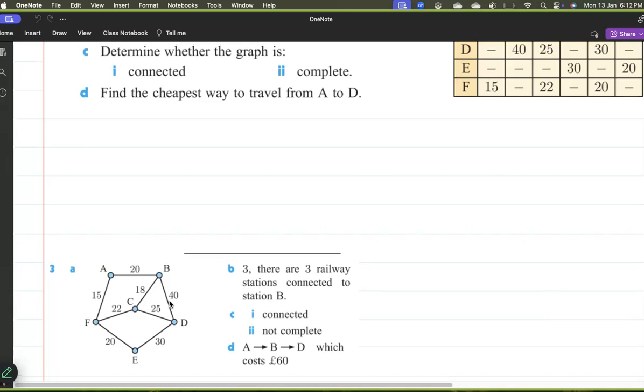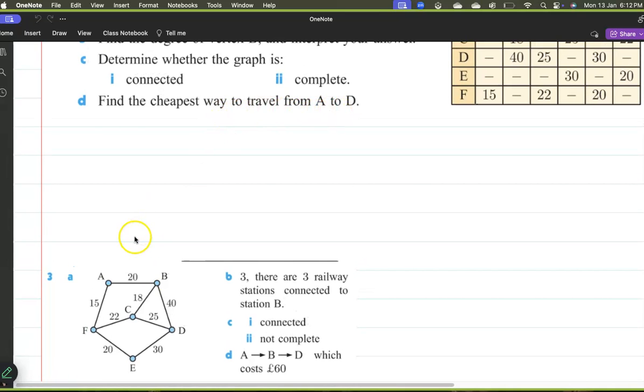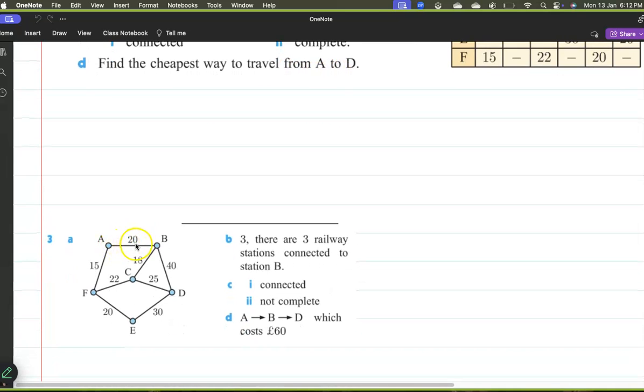Very good. Cheapest way to travel from A to D. What you need to do is explore. If you go from A, B, D it is 60, and you need to check. If you go anywhere else, it will be longer. But sometimes the weights are not proportional, so you need to check all possibilities. Suppose you go from A to B, B to C and C to D, that will obviously be more. So that's how you do it.